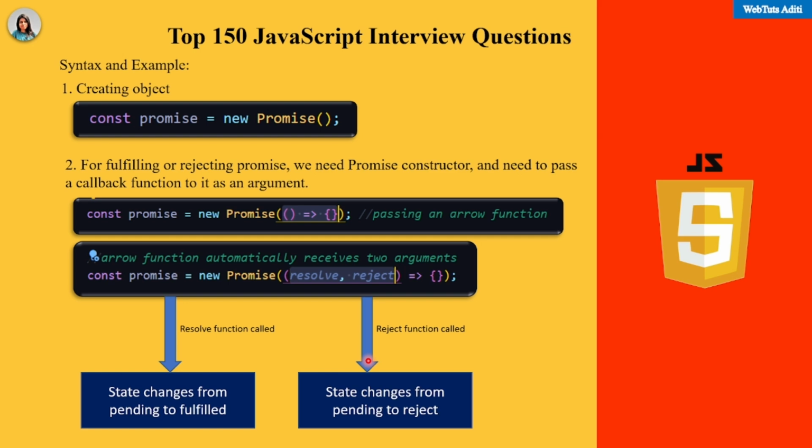What we are doing is we're passing a function inside the constructor function. Here you can see for fulfilling or rejecting a promise, we need the promise constructor and need to pass a callback function to it as an argument. So this is the callback function. I'm passing this callback function inside this promise constructor function. Now, when to use this resolve function and when to use this reject function? Here you can see when the state changes from pending to fulfilled, the resolve function is called. And when the state changes from pending to rejected, the reject function is called.